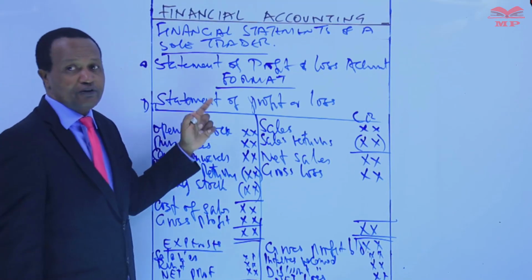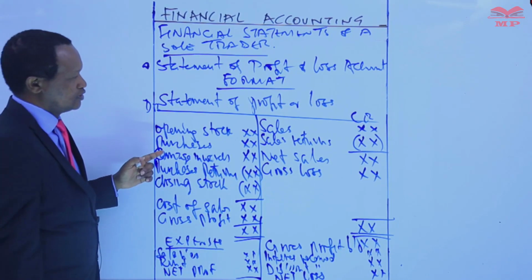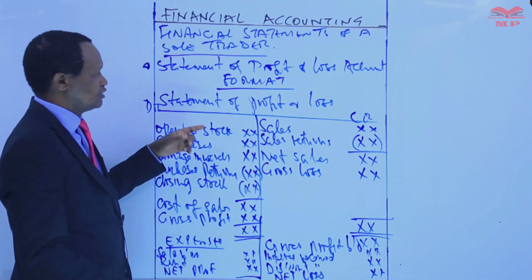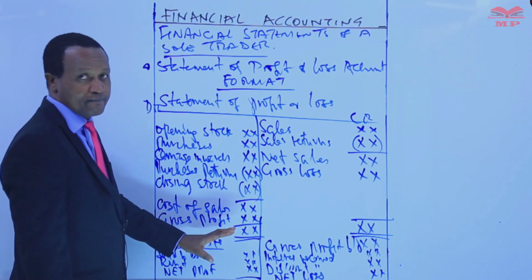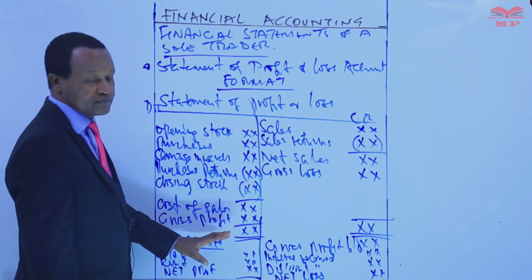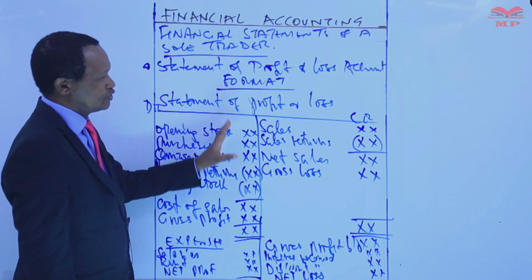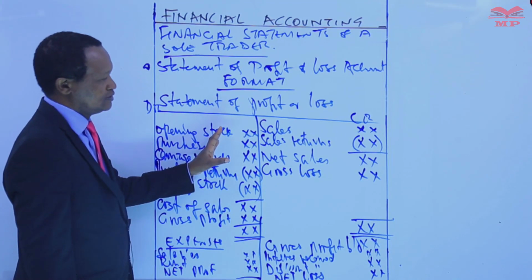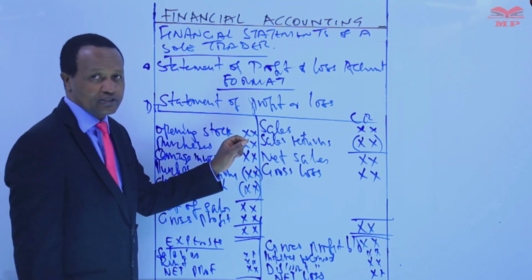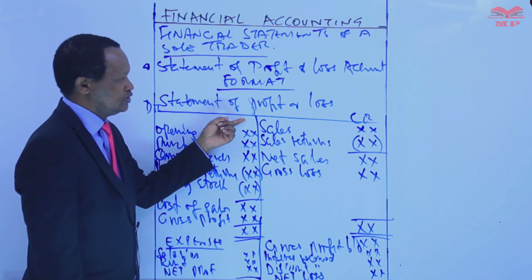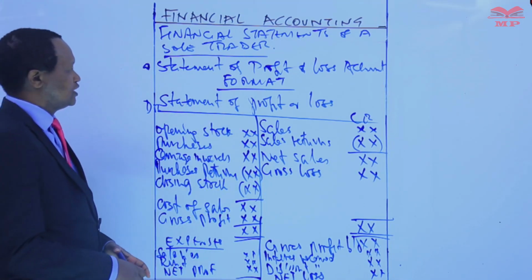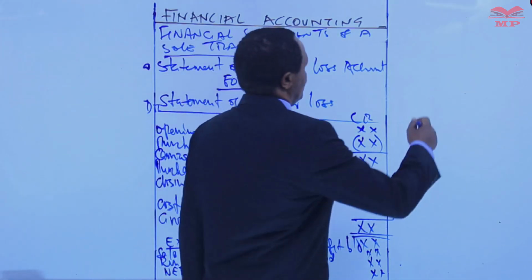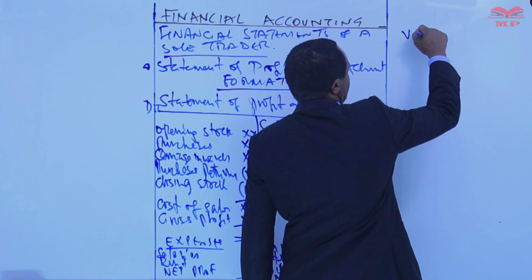A T format. The reason I'm doing this is that most of you read books, and you may find some books presenting the statement of profit or loss in this format. This is the horizontal format, the T format. This is the traditional format. Today, this format is not in use. Today, if you are asked to prepare a statement of profit or loss account, then you have to do it in vertical format.